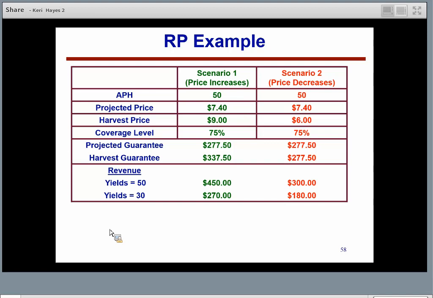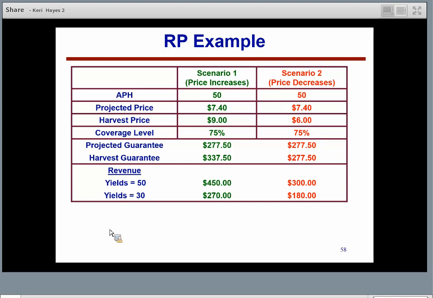You'll notice in scenario 2 where the price dropped, the guarantee stays the same. So your guarantee is not going to drop. It's going to take the higher guarantee of the two. So if the price drops, your guarantee stays the same. Okay. So now one more element here.